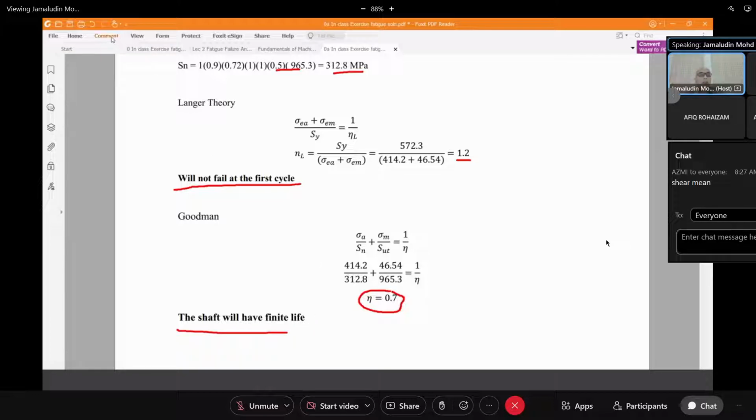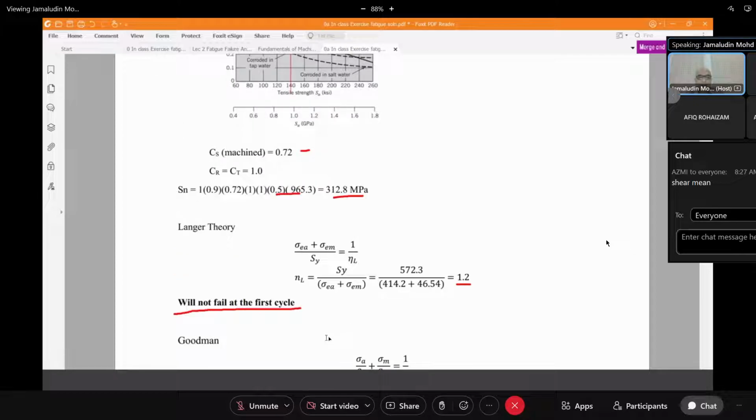You have to state the meaning of the value. Don't just mention, okay, the safety factor Goodman is 0.7. It doesn't mean anything, but you have to state the shaft will have finite life. That will be worth another 2 marks. You must state the meaning of the safety factor there. Okay, right.